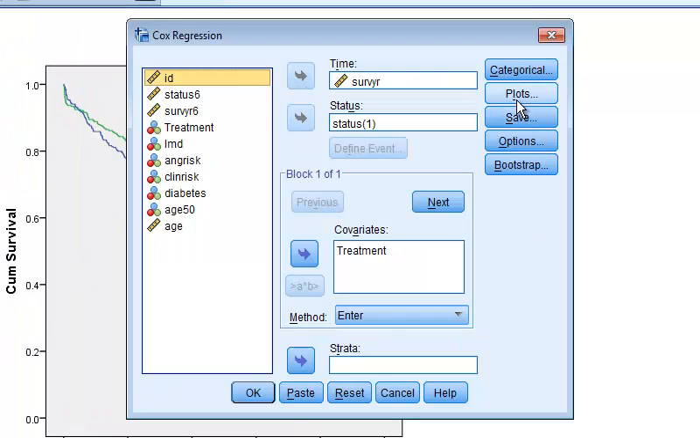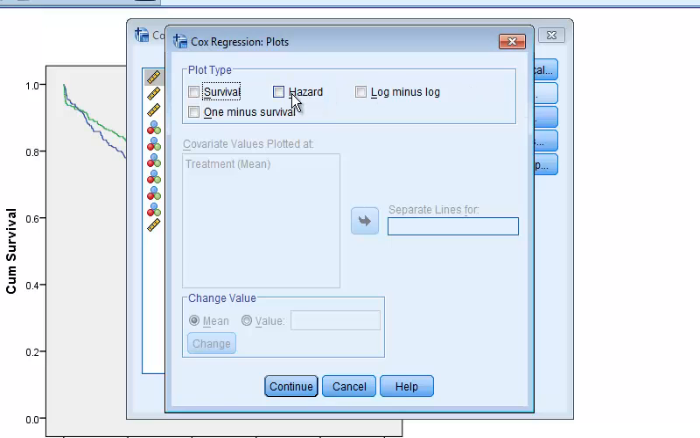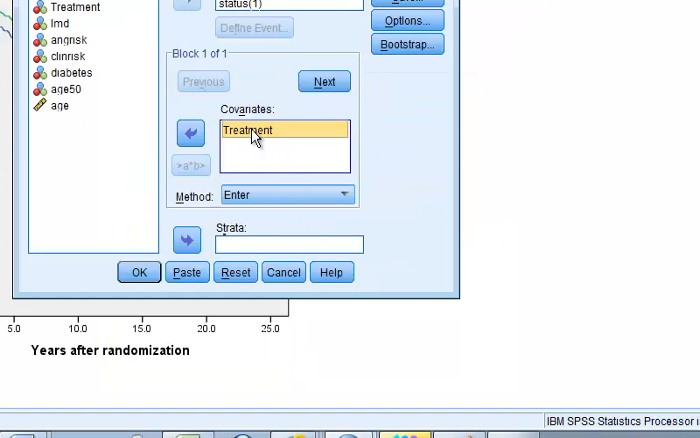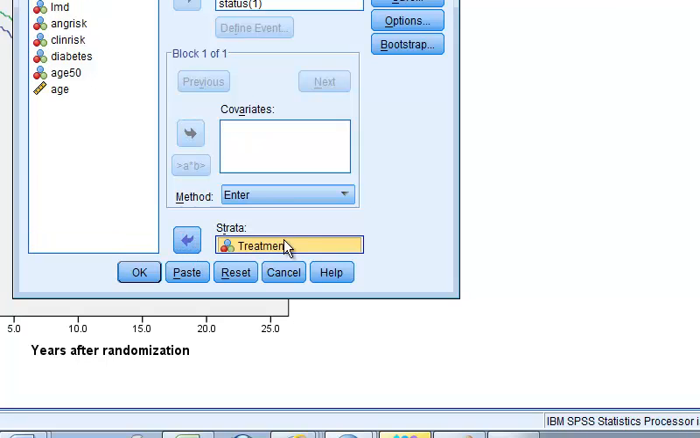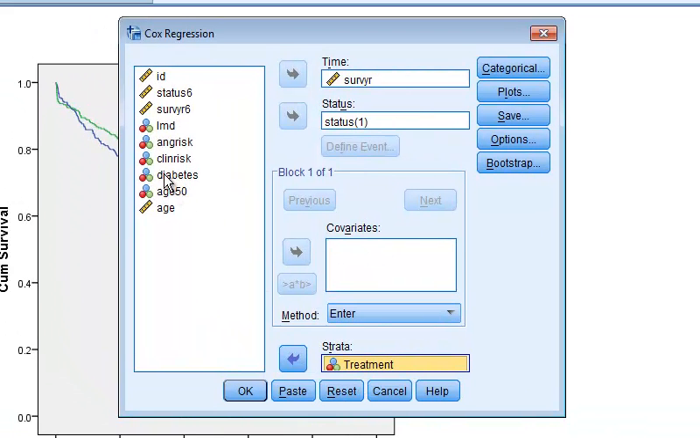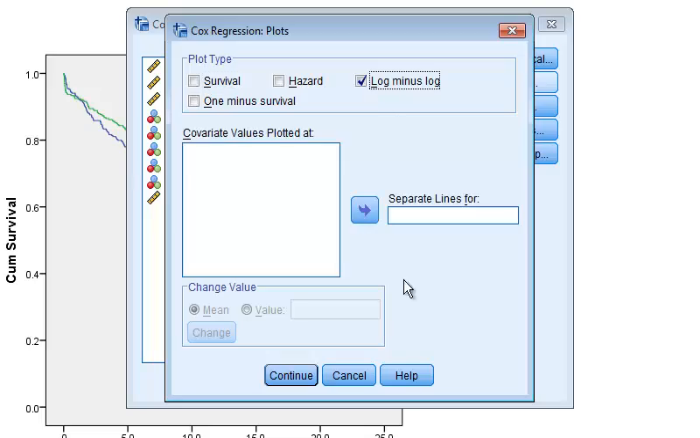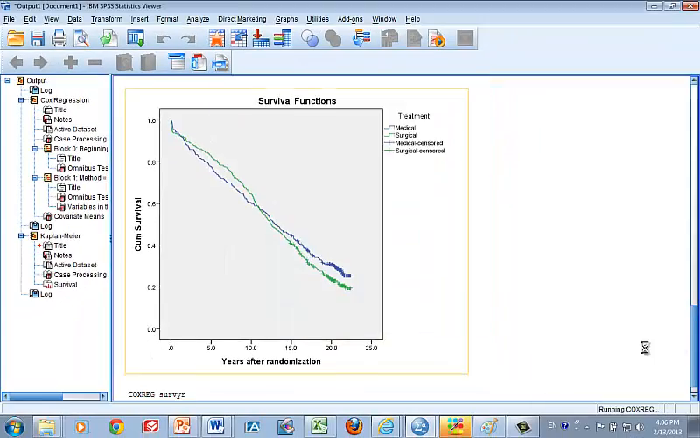Now you click on Plots, and then click on Log minus log. When you do that, the important thing to remember is to remove treatment from the covariate box and put it under strata. That's very, very important to remember. So put the treatment, CABG versus medical therapy, under strata. Then go back to plots, click log minus log, and continue and OK.